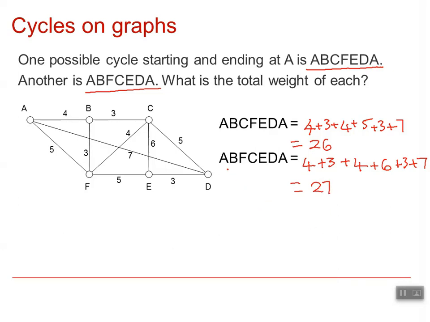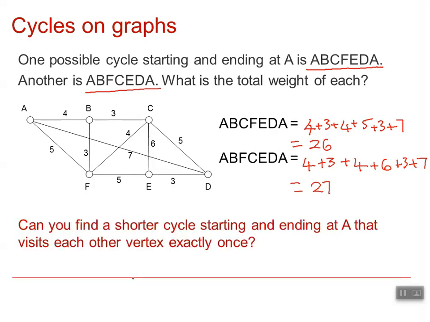If you notice, both these cycles visit every vertex exactly once, starting and ending at the same vertex, so these are both known as Hamiltonian cycles, as discussed in section 3. So can you find a shorter cycle starting and ending at A that visits each other vertex exactly once? The shortest we found earlier was 26.